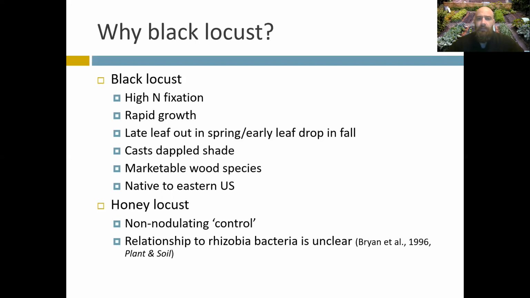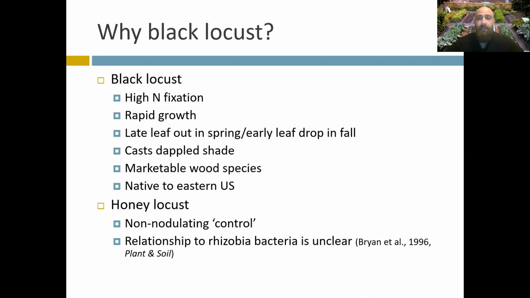The other thing is that black locust has a favorable leaf phenology for alley cropping systems. It leaves out relatively late in the spring and it drops its leaves relatively early in the fall compared to a lot of other deciduous tree species.